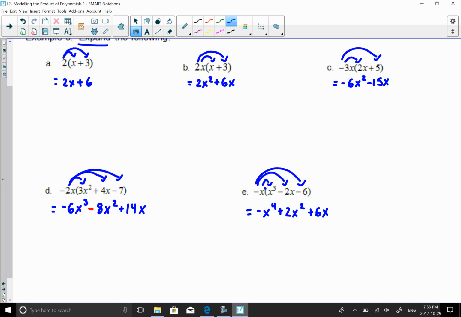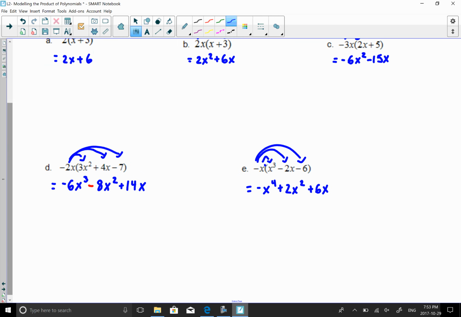It takes a lot of practice to get the hang of these. So remember, what we're doing is we're multiplying the numbers by the numbers. And because they are the same bases, in other words, they're all x's that we've been working with, we can add the exponents when we multiply them.